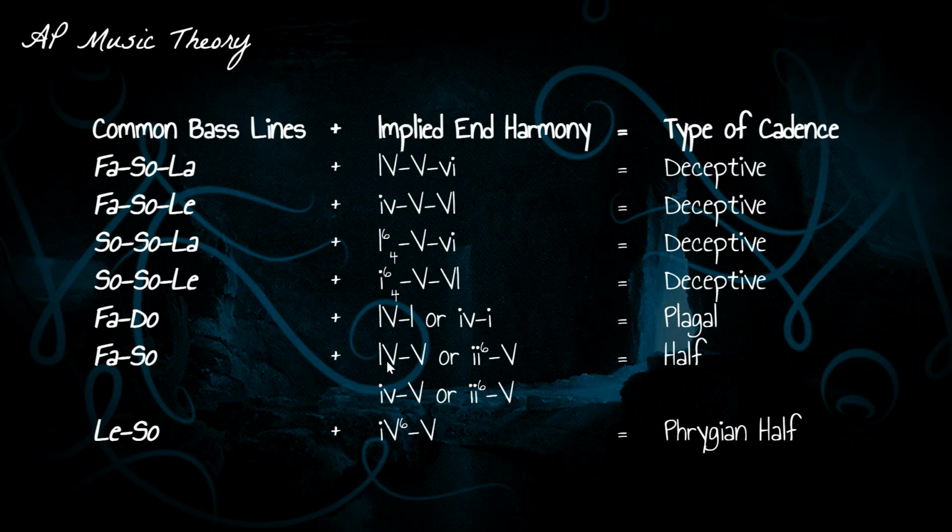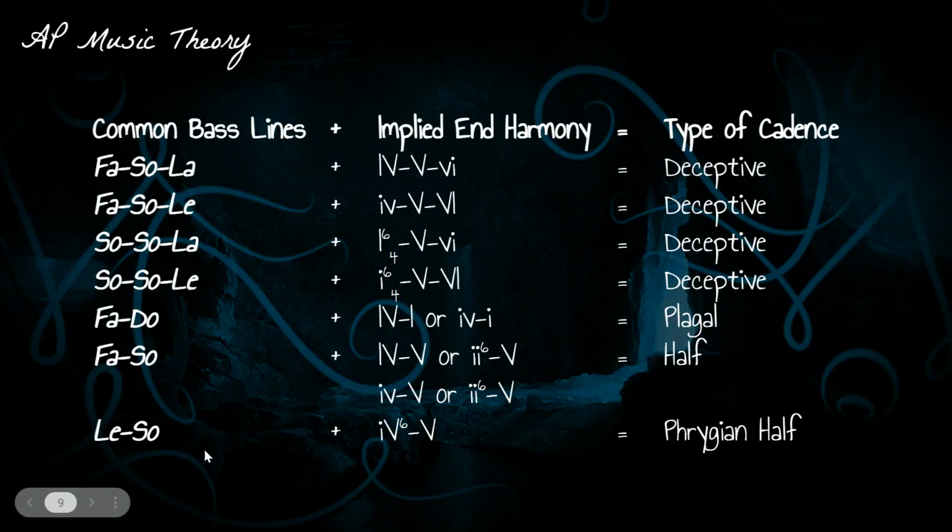Then we have the fa, sol, and let's see a few examples here. We can either have it in, these are the same here. Let's see if they are the same there. Oh, I see. This one should also be a diminished. So let's see. We have the major subdominant to the dominant, or the supertonic first inversion to the dominant, which is a half cadence. We could also have this in minor, meaning this would be a minor subdominant to dominant, or a diminished in first inversion to the dominant, which would also be a half cadence.